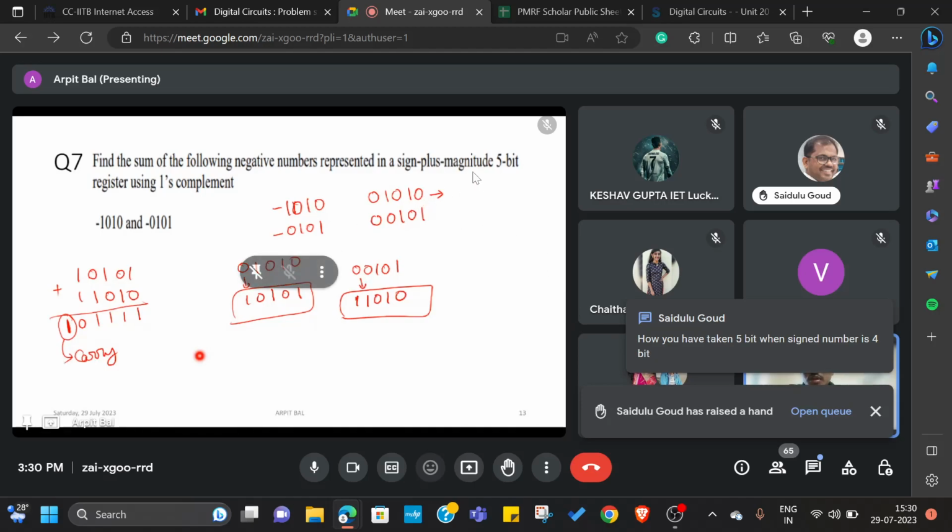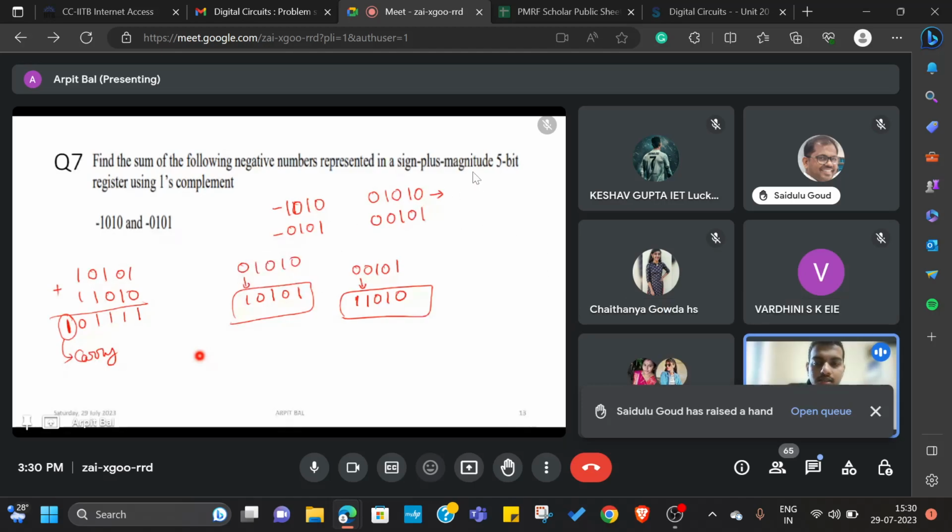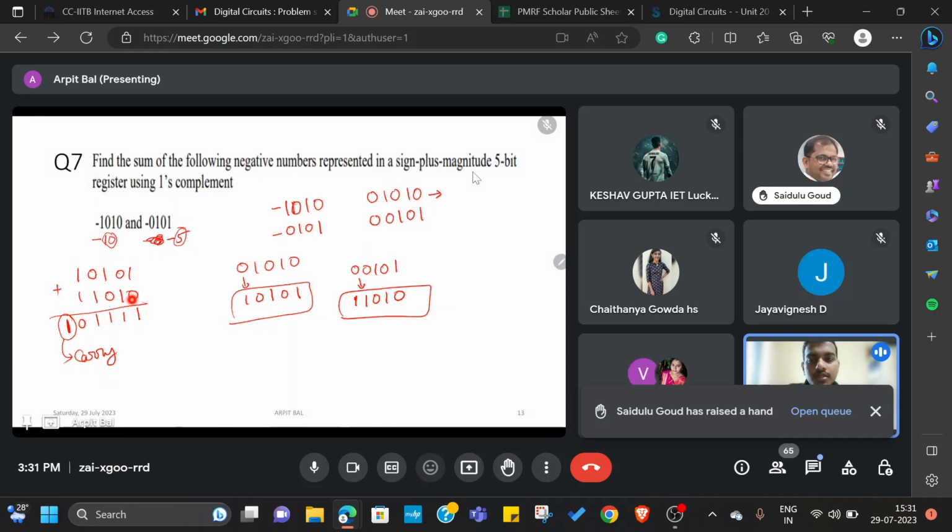The question asks us to do it in a 5-bit register. So here you can write it as minus 10 and minus 5. We have the magnitude available with us, and we first need to convert it in the 1's complement form and then do the addition. Fine. So 10 is represented like this in magnitude, and 5 is represented as 0 1 0 1.